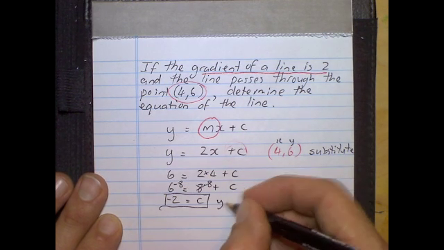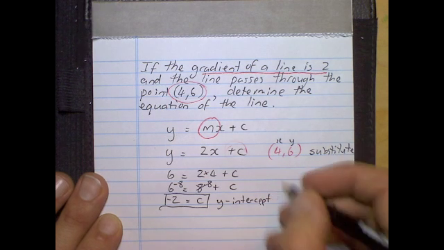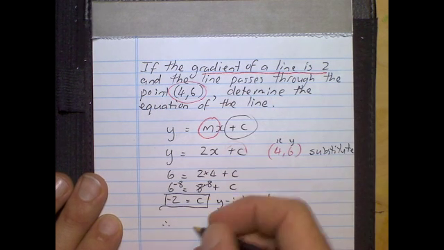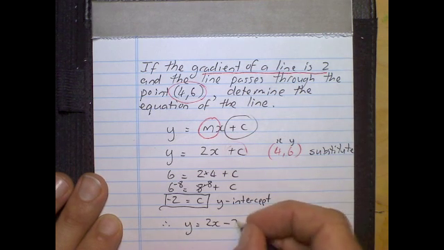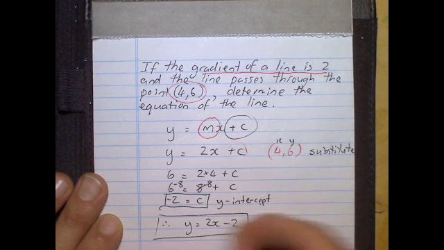Now we haven't found our equation yet, we've just found our c or our y-intercept. So let's rewrite that out. Therefore, our equation will be y equals 2x take 2, because our y-intercept is -2.